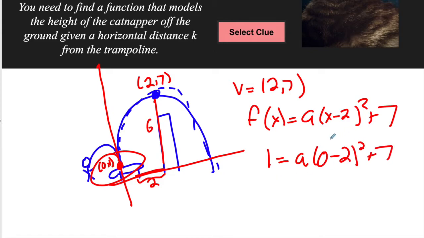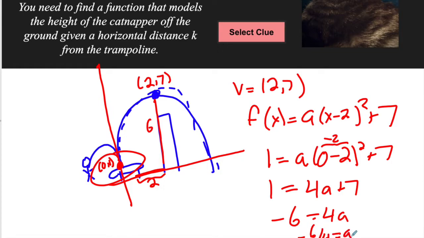So this is 2. 0 minus 2 is negative 2. So what I do is I square negative 2 and I get 4. I subtract 7. And I divide by 4. So a is equal to negative 6 fourths, or in other words, a is negative 1.5. And so replacing that, I get this function right here.